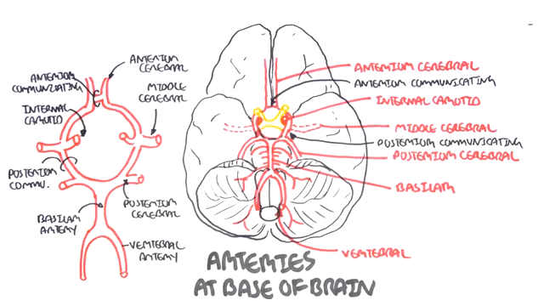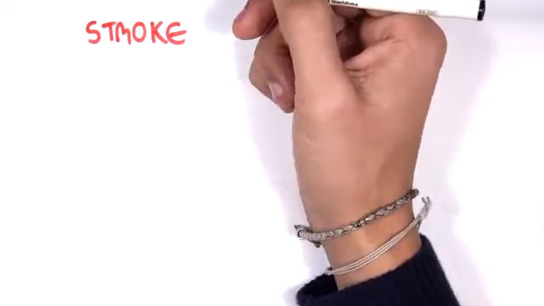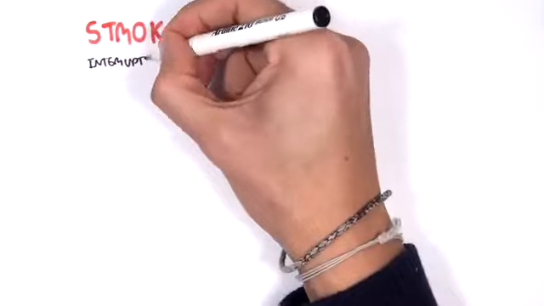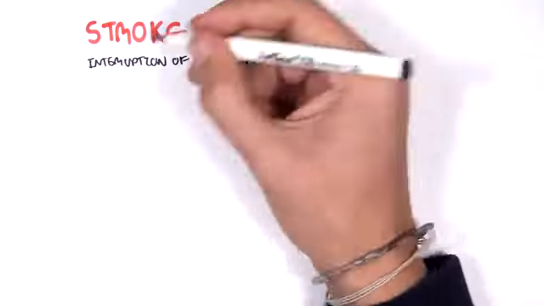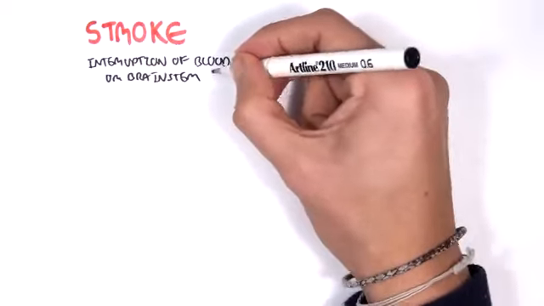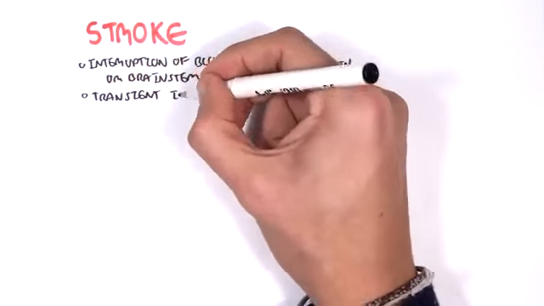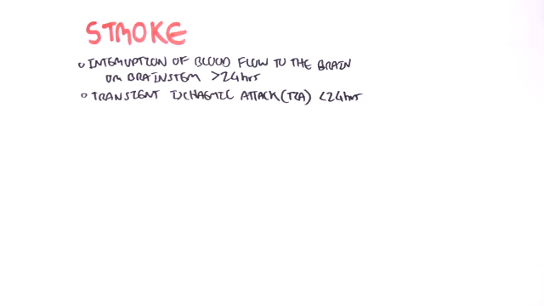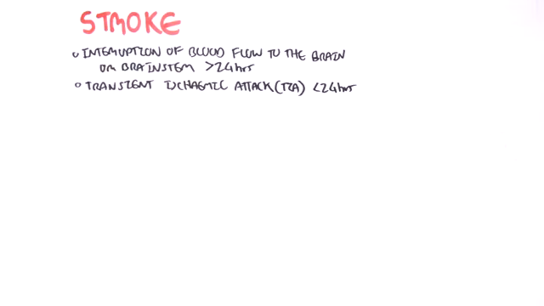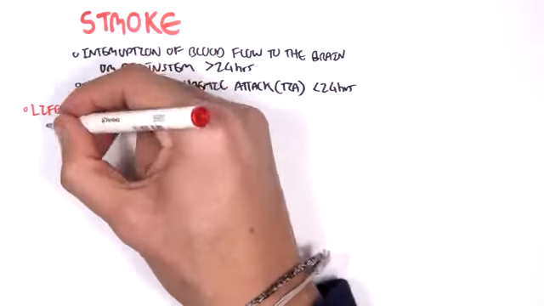Now let us use this information we just learned about the cerebral arteries and talk about some clinical stuff. So stroke is a serious condition. Stroke is where we have interruption of blood flow to the brain or the brainstem for more than 24 hours. There's a terminology known as transient ischemic attack, TIA, and this is essentially when we have interruption of blood flow to the brain for less than 24 hours. Stroke and TIA are life-threatening.